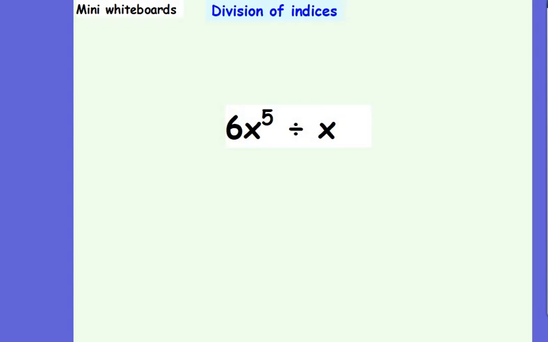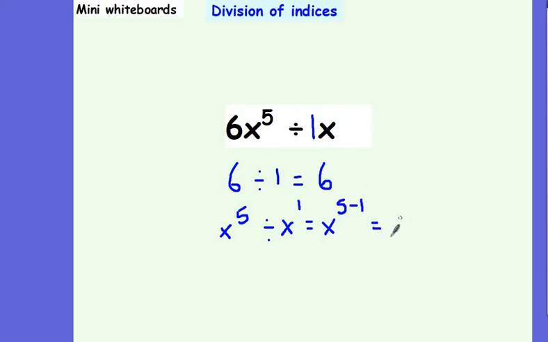How about now? Pause the video, have a little think. Right, I've got 1 lot of x, so I've got 6 divided by 1, which is just 6. My powers, I've got x to the power of 5 divided by x to the power of 1, which gives me x to the power of 5, take away 1, x to the power of 4. Putting it all back together, 6x to the power of 4.